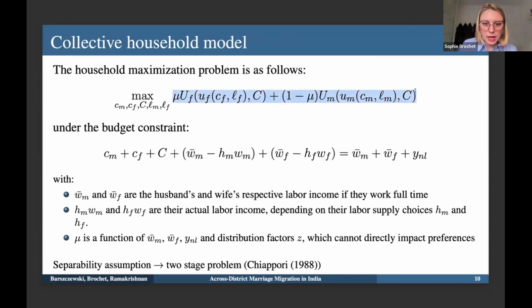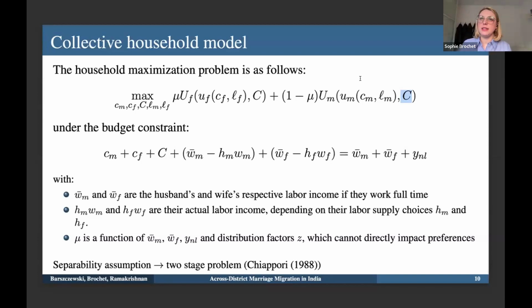As you can see, we have the utility of the wife here and the utility of the husband here. Then we have this mu, which is the bargaining power of the wife, and 1 minus mu is the bargaining power of the husband. Now, looking into the utility functions, you can see that for both spouses, we have first a sub-utility function and then a big C. This big C is public consumption, and that means the consumption of the household members that they share and that we cannot split.